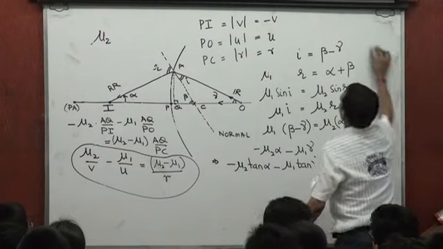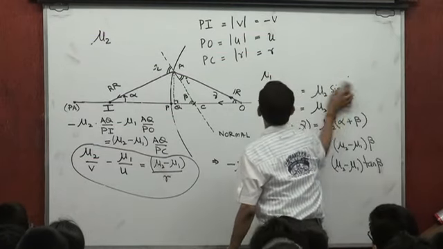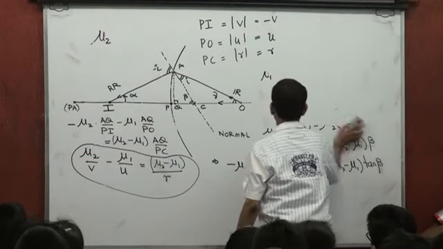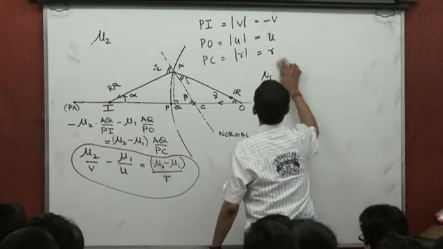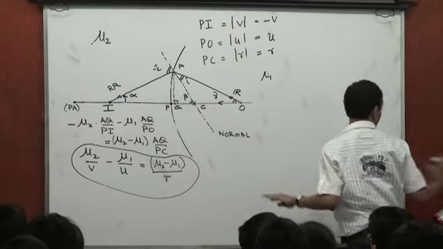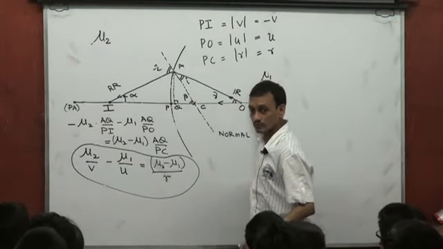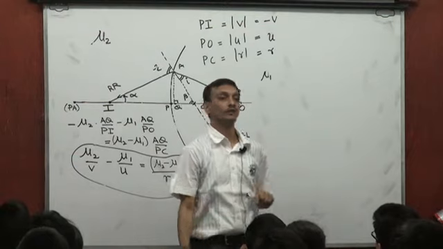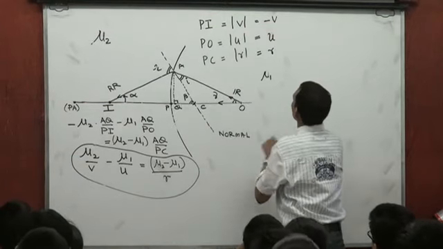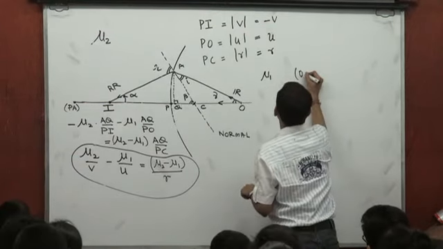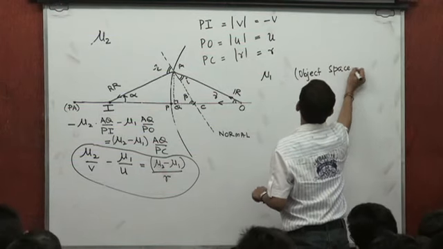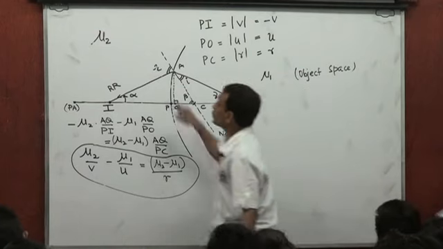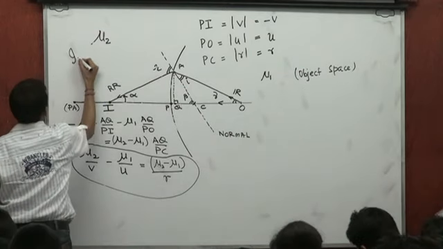Now, the important thing is, there are two media involved here. One, mu1, the other one, mu2. This medium is called the object space. This medium is called the image space.